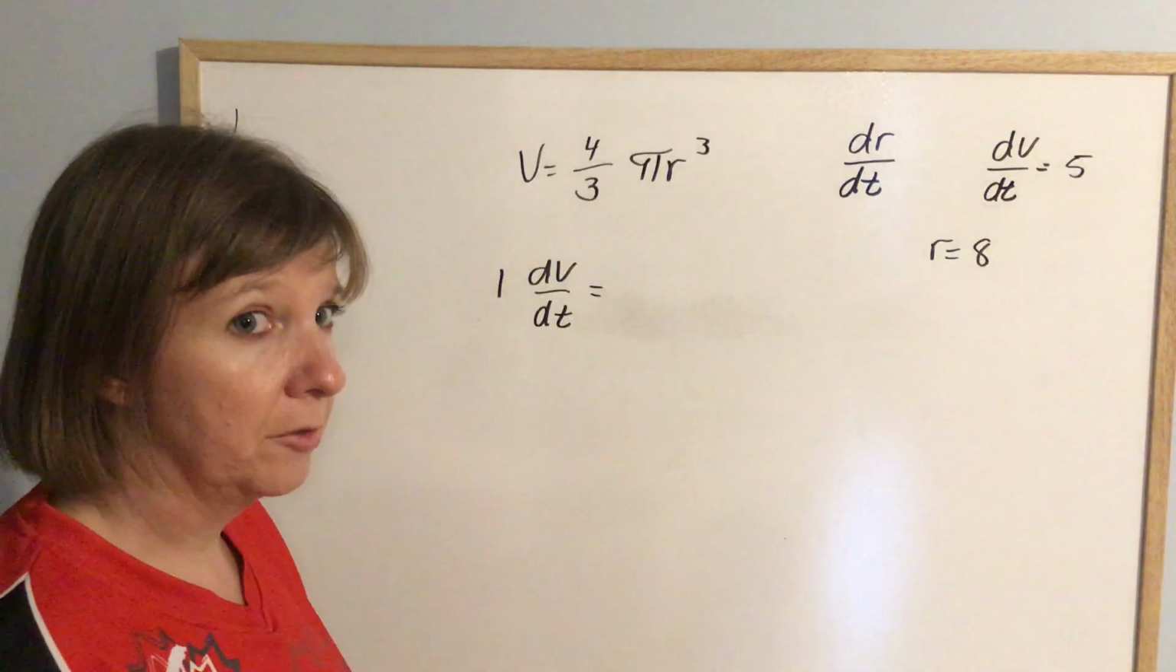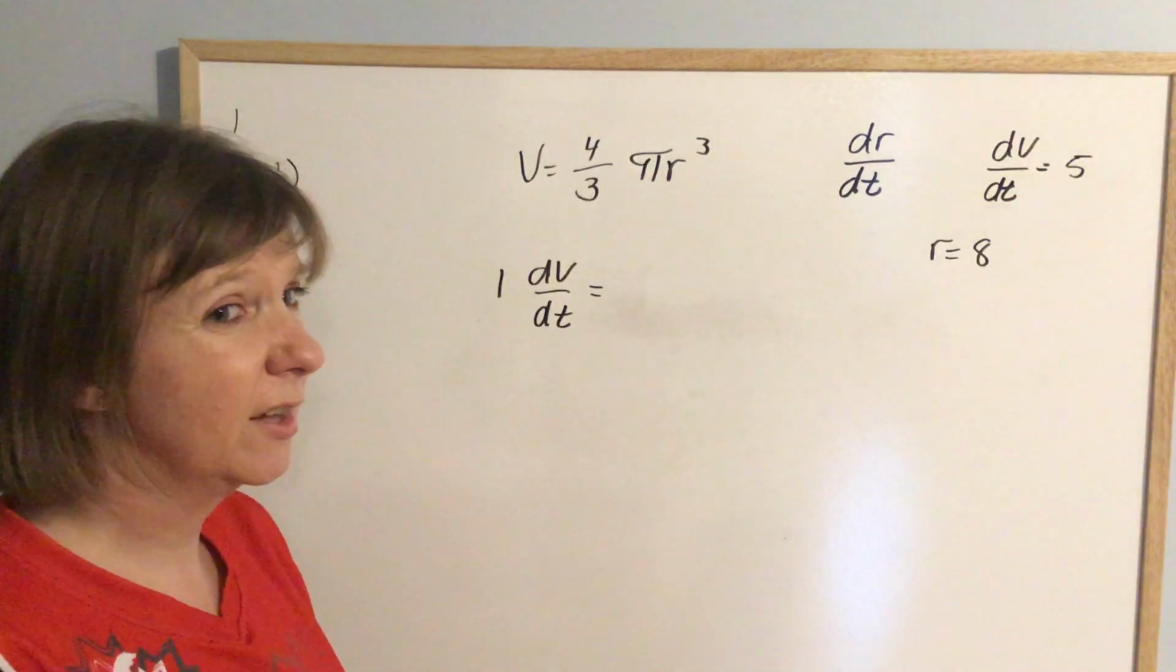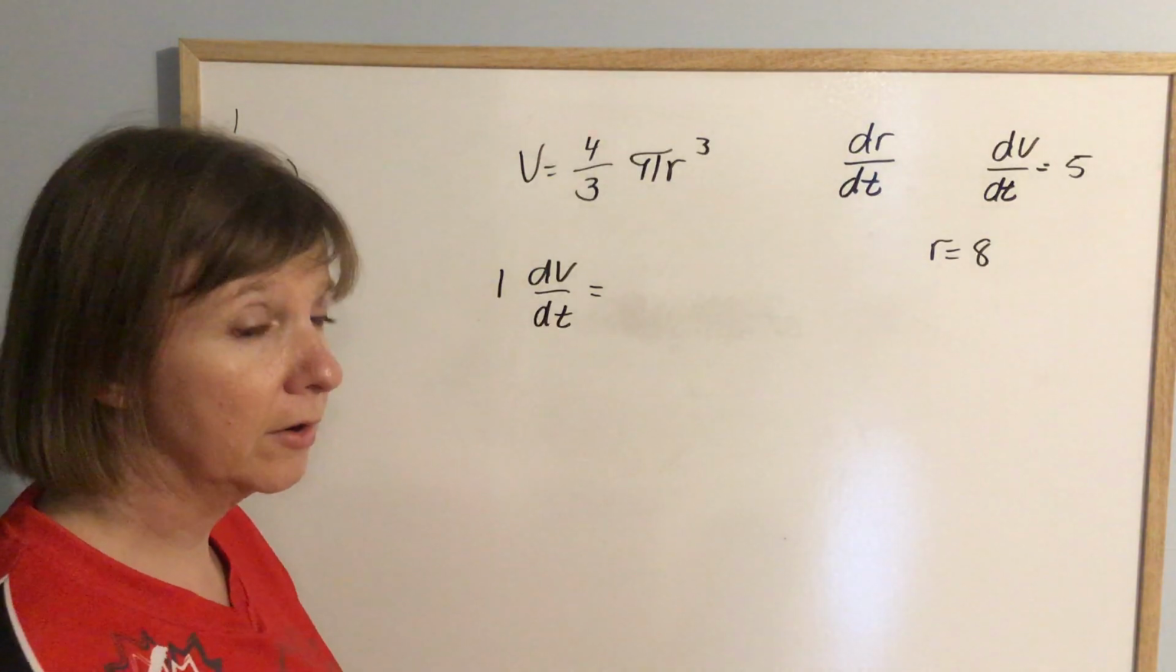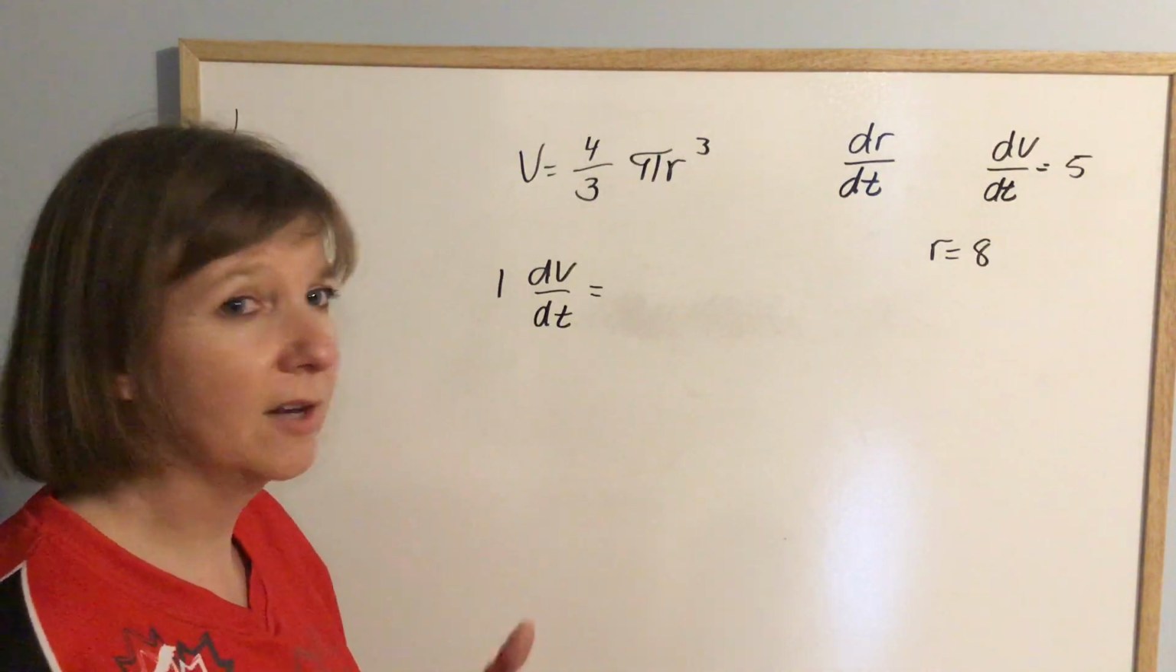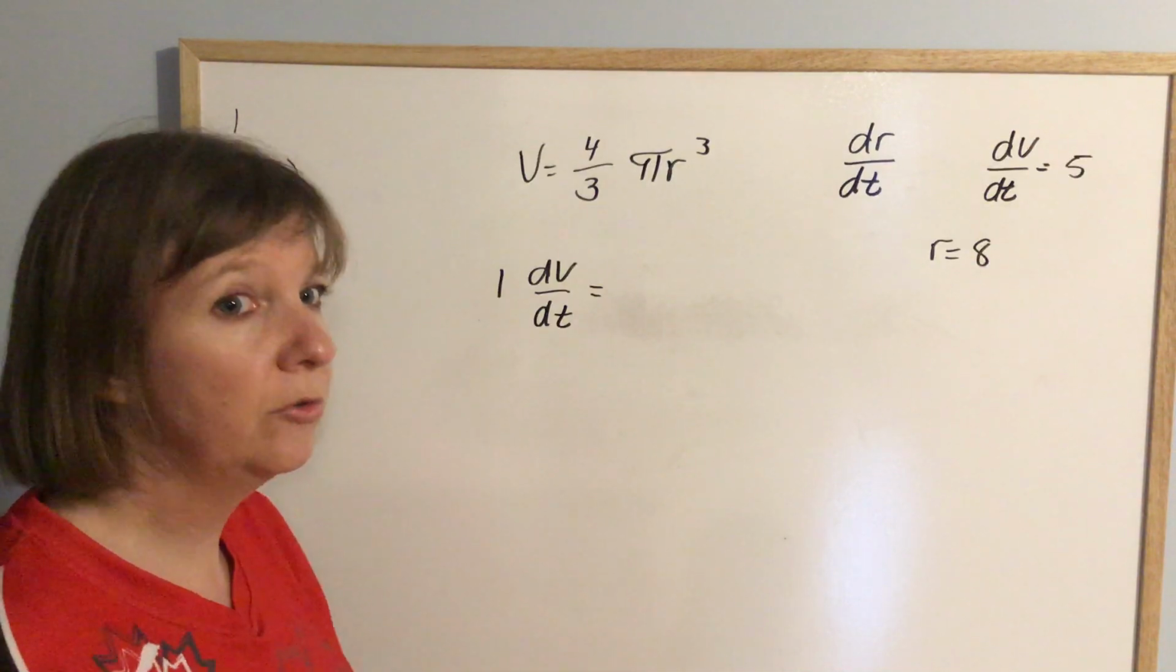They do not bother to get rid of the pi. They don't do 4 over 3 times pi in their calculator. They just leave pi there. Now, it's not a variable because it's not a letter. It's a number, but they just leave it as pi. You can do that in math.